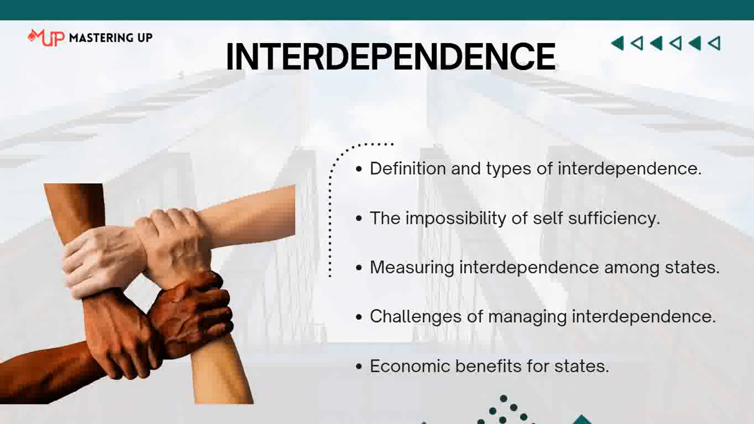So how do we measure interdependence among states? One crucial way is to examine the level of foreign investment in a state's economy. When we look at the number of foreign investments and foreign companies existent in a particular state, it is easy to measure how dependent such a state is. We can also measure interdependence by knowing the number of international agreements and treaties that a state has signed with other states.